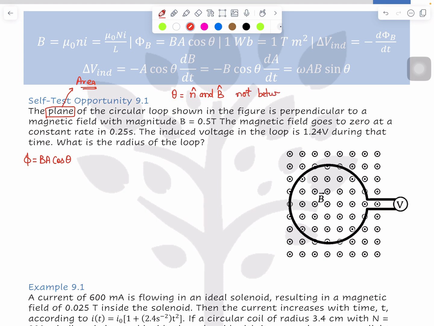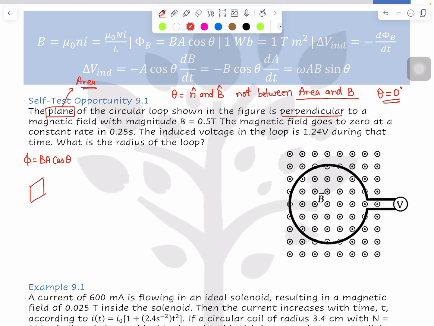not between area and magnetic field. Area and magnetic field, because with area and magnetic field we will not get the right answer with the direction of area. Okay, the plane of the circular loop shown in the figure is perpendicular. It means theta should be 0 degrees. Yes or no? I'll show you how. If you remember, that is very good. Even in the video I covered this thing. Okay, let's say this is your area. I'll make it in a proper way so that it is clear.